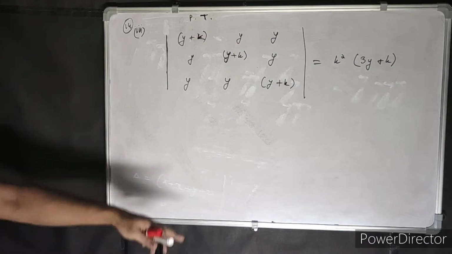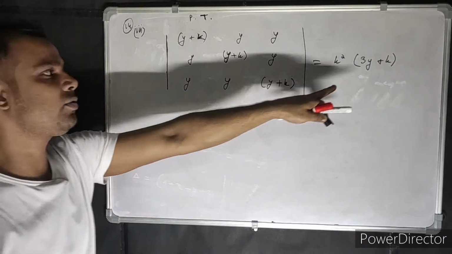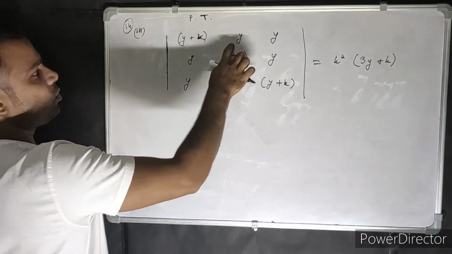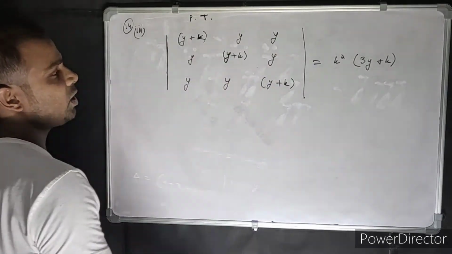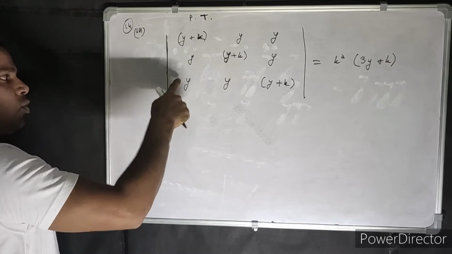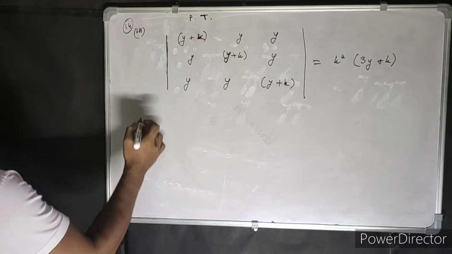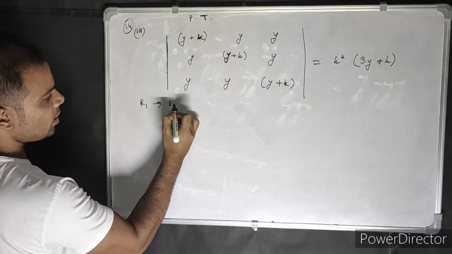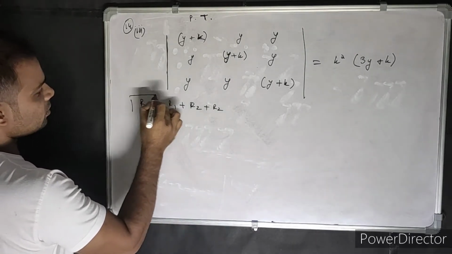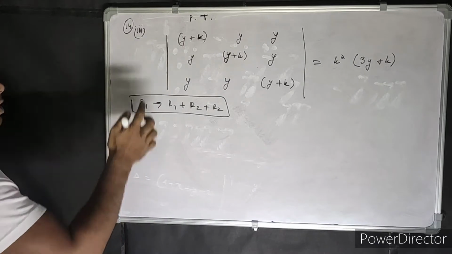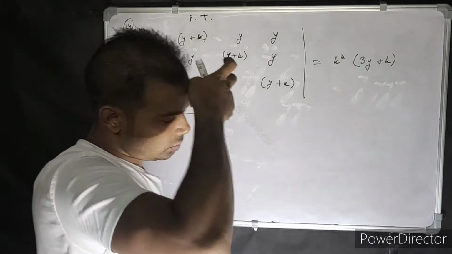Now look at the RHS. Look where you are getting 3 y's: 1, 2, 3 y's over here. Column 1 plus column 2 plus column 3, also row 1 plus row 2 plus row 3. Let's change the pattern now. Row 1 tends to row 1 plus row 2 plus row 3. We had started with column 1 every time, but over here we can see the row operations are also happening.